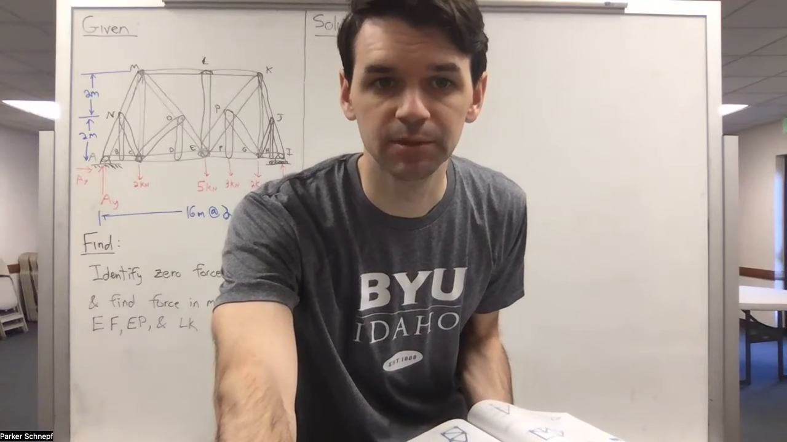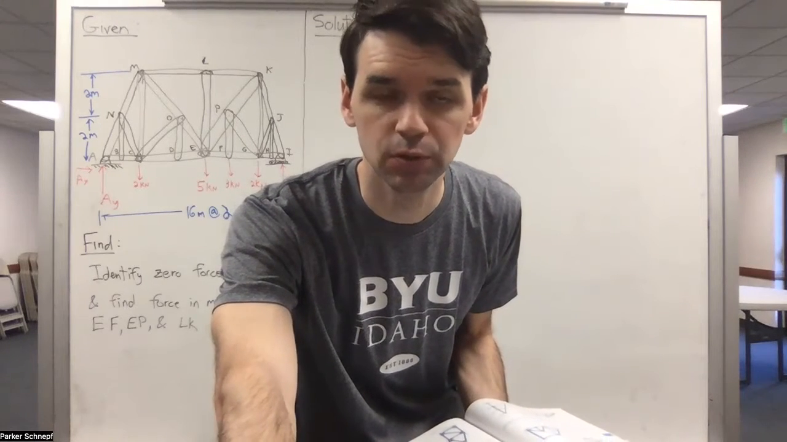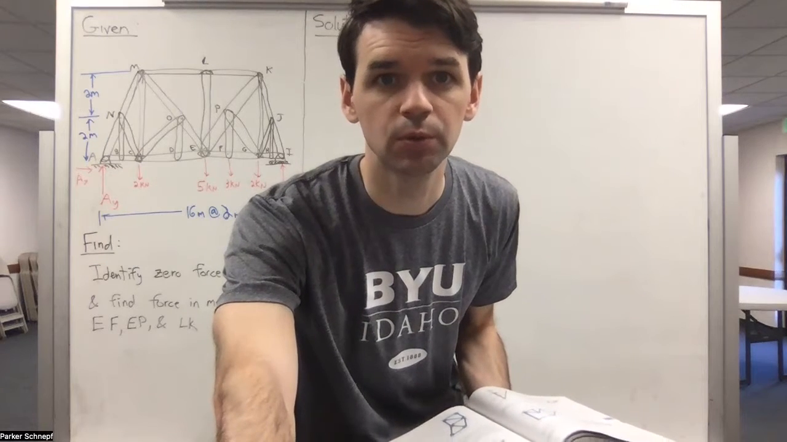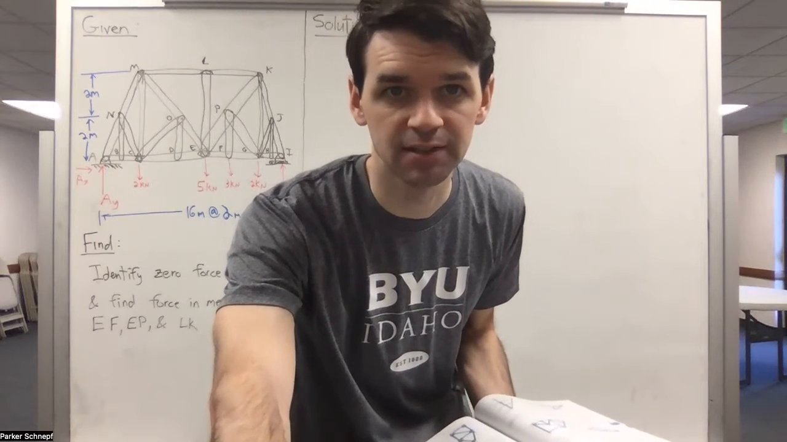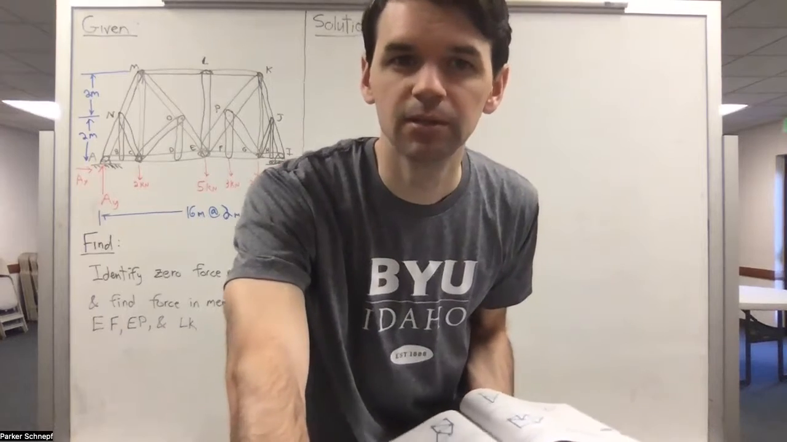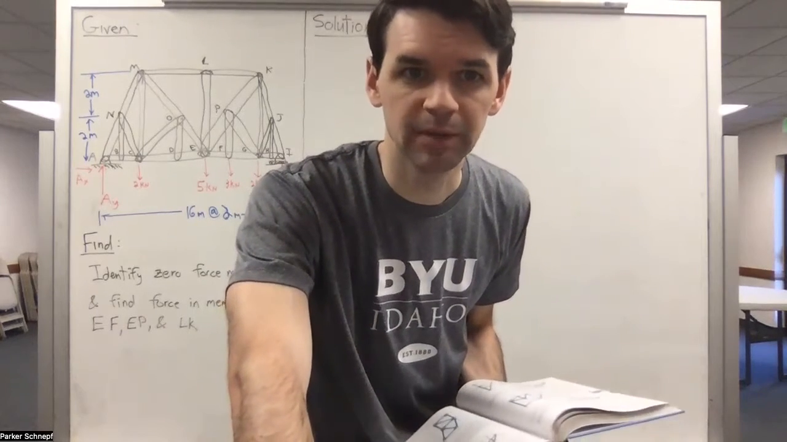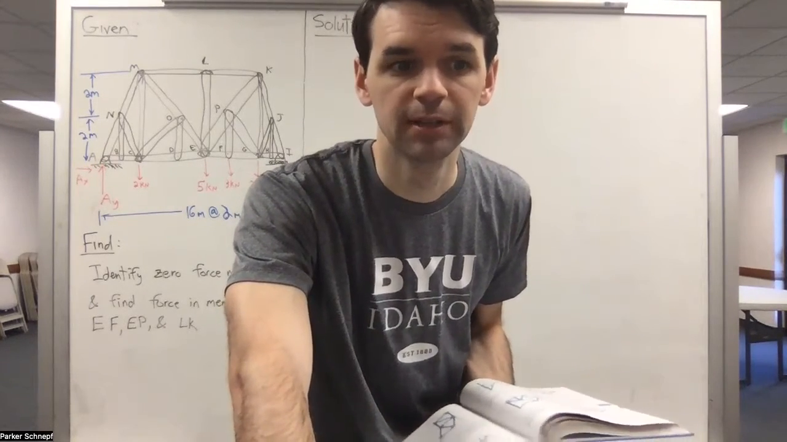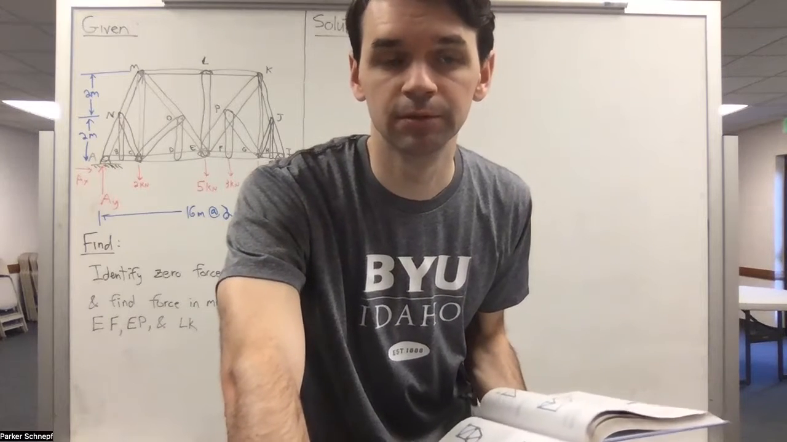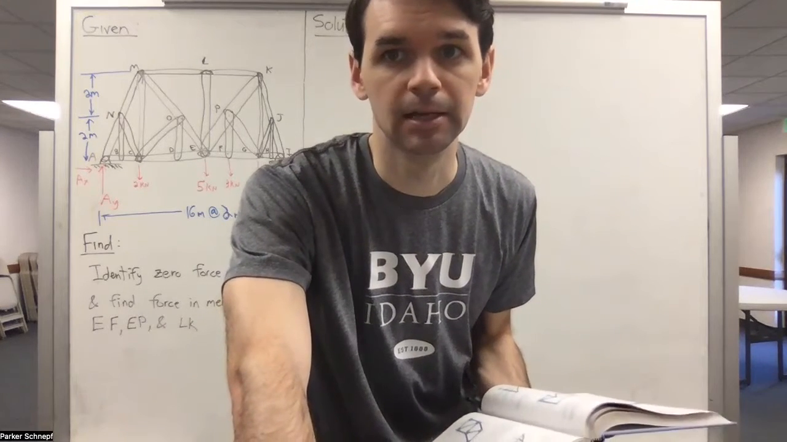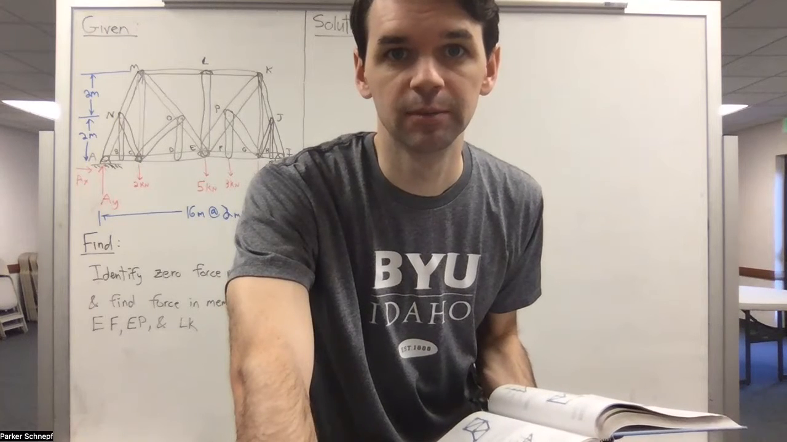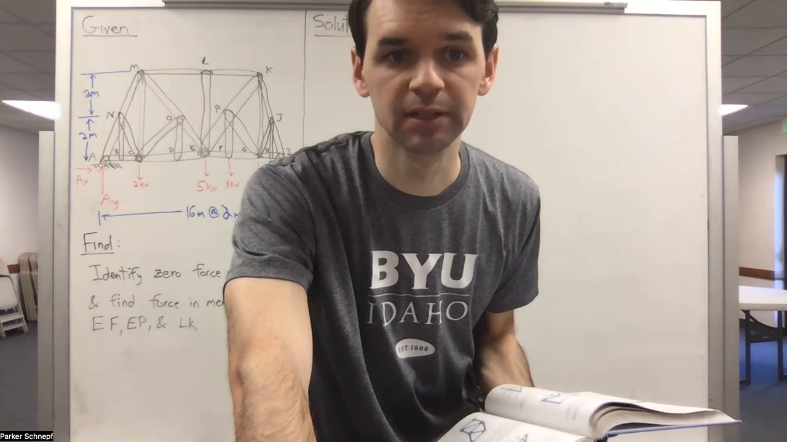Hi, class. Welcome to an example problem for Unit 6.2. In Unit 6.2, we learn about the method of sections, which is sort of an alternative to the method of joints that we can use when we want to solve just for a handful or for some specific forces and members within a truss.